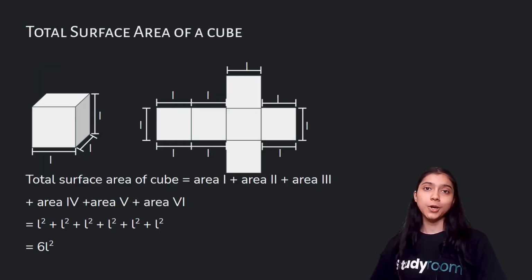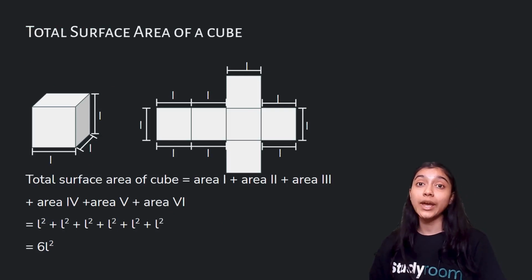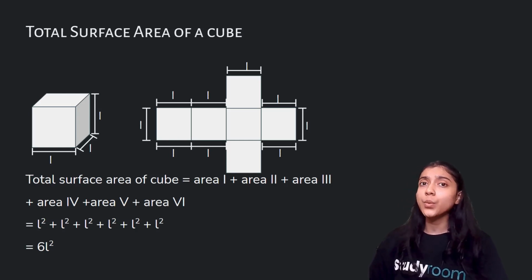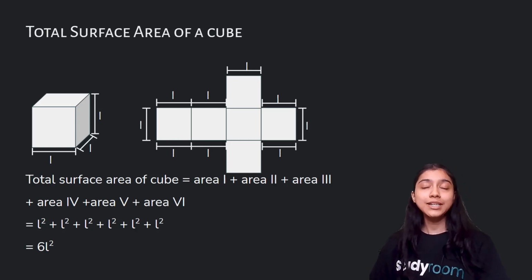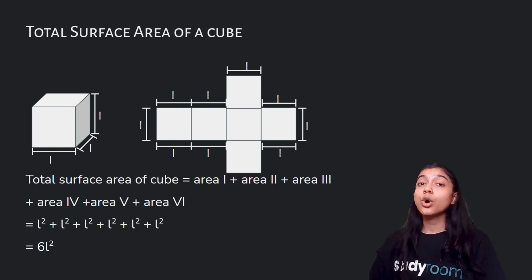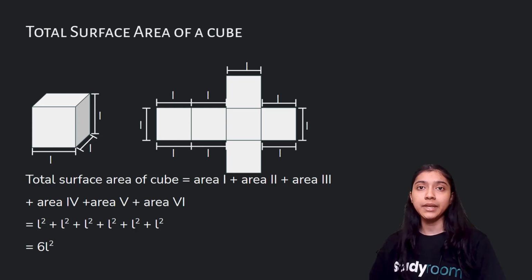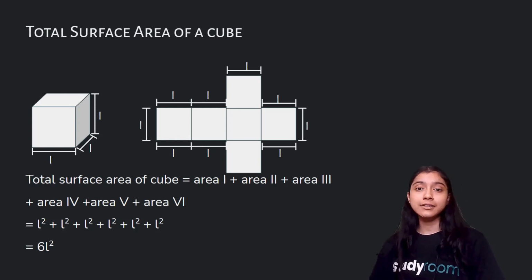Moving on to the next topic, that is the total surface area of a cube. Now we all know that a cube is made up of 6 square faces that are identical to each other. So if we calculate the area of any one face of a cube and then multiply it by 6, that will give us the total surface area of a cube. So the area of a single face of a cube, if each of the edges is L, will be side into side, that is L multiplied by L, that is L square.